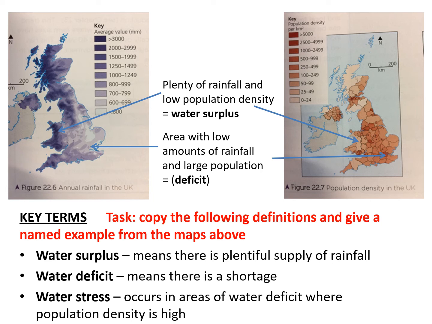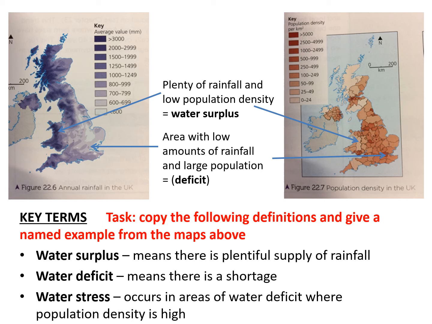Now let's look at the two blue arrows underneath. We've got an area with a low amount of rainfall. So I'm pointing to London there. And my other arrow, a large population, again pointing to London. So if we've got not much rain, but we've got a huge population, we can expect a deficit of water. That is not enough.